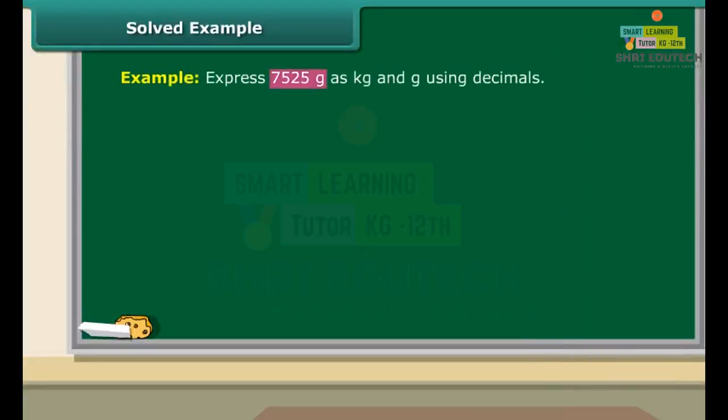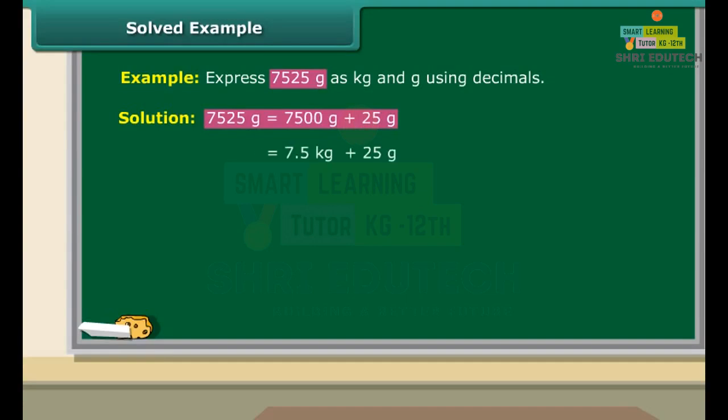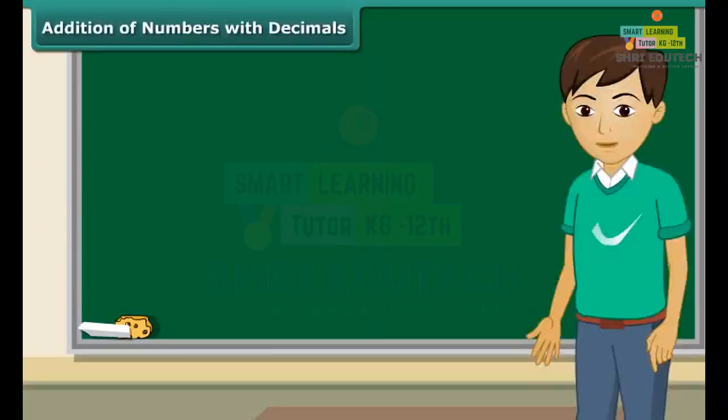Express 7,525 grams as kilograms and grams using decimals. 7,525 grams are equal to 7,500 gram plus 25 gram, which is the same as 7.5 kilogram plus 25 grams. This can be expressed as 7.5 kg plus 25 upon 1000 kg. Therefore, 7,525 grams are equal to 7.525 kg.